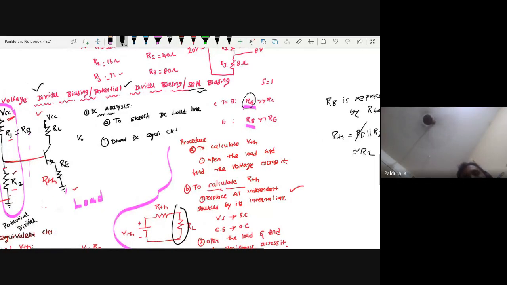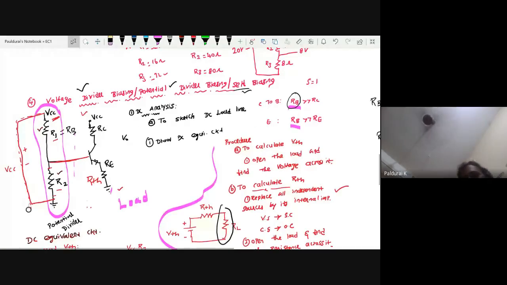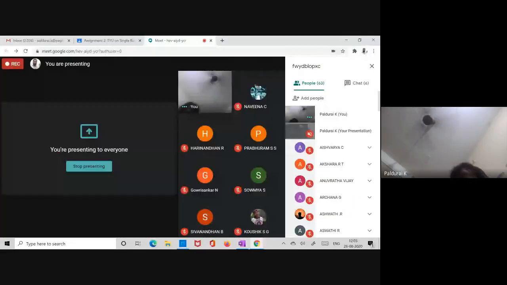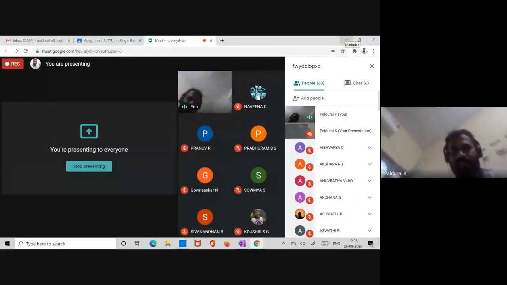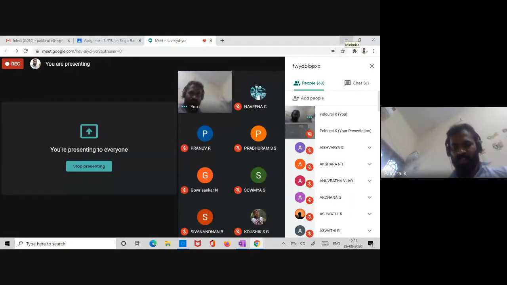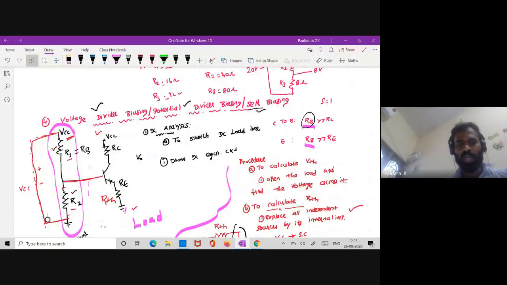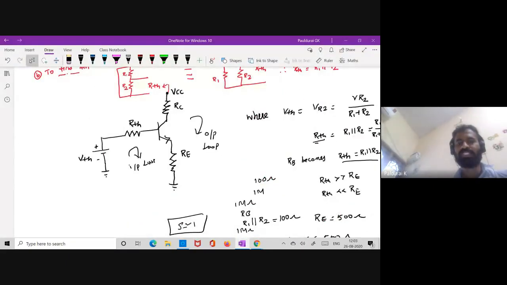That is the beauty of this voltage divider biasing. Okay. What's the time now? So I think today it is enough. Okay. Or otherwise you guys do one thing. So now take this circuit. Now this is the Thevenin equivalent circuit of which one?